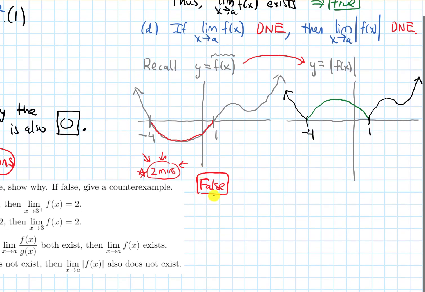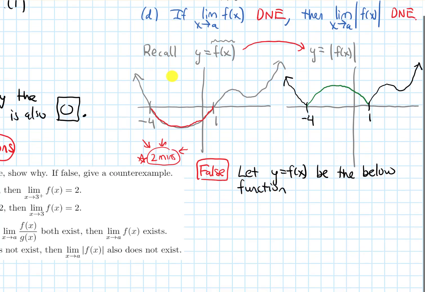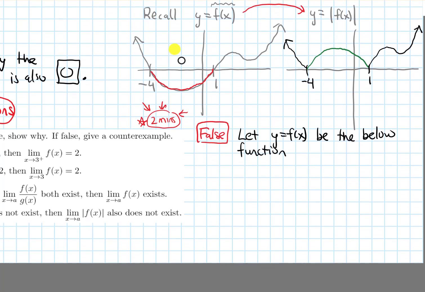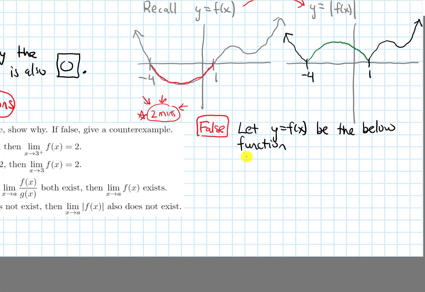This is an opportunity to get practice getting a hint and spending more time thinking about that hint after we initially made some progress. Alrighty, let's talk about it more and see if we can wrap this up. Let y equal f of x be the function I'm going to draw below. I need a function where the limit in the original graph does not exist, but when I take the absolute value, it will exist. So I'm going to draw two pictures. One is the original function, and one is the absolute value function.